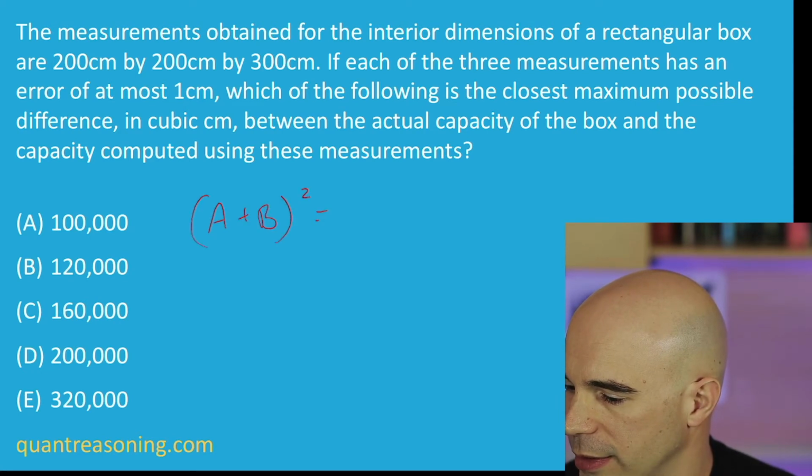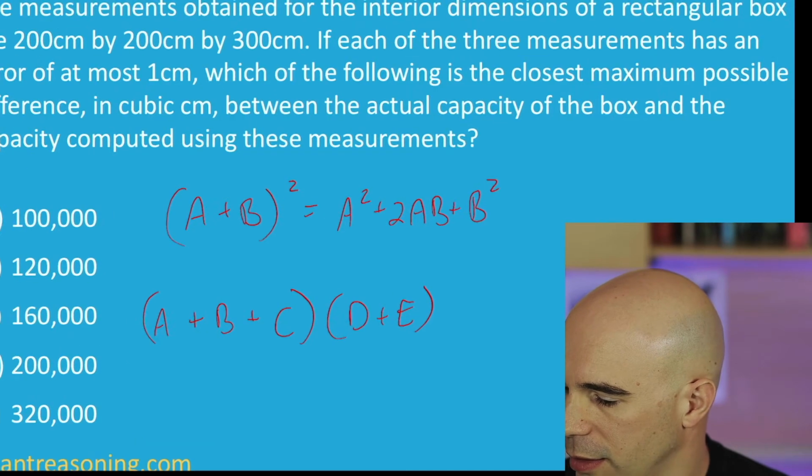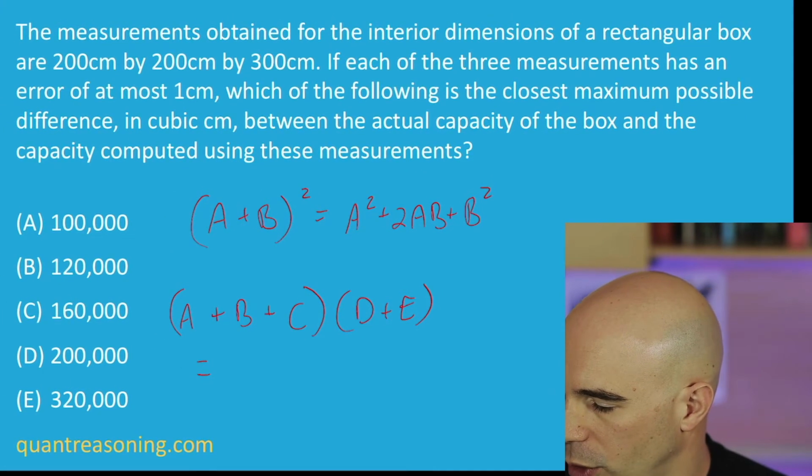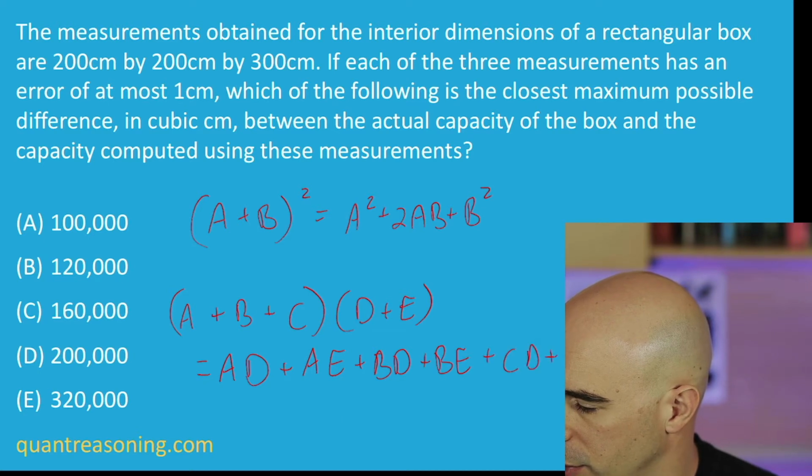So one was this, and the other thing I used there was if you have a plus b plus c times d plus e, the answer is, you just have to do all the pairs, right? So it's AD plus AE plus BD plus BE plus CD plus CE.